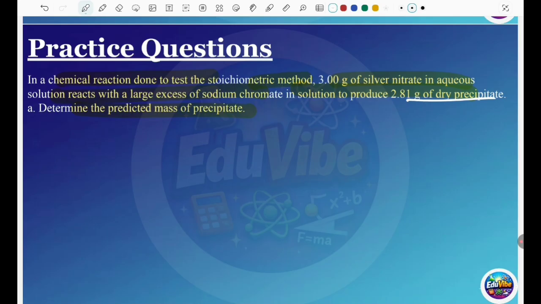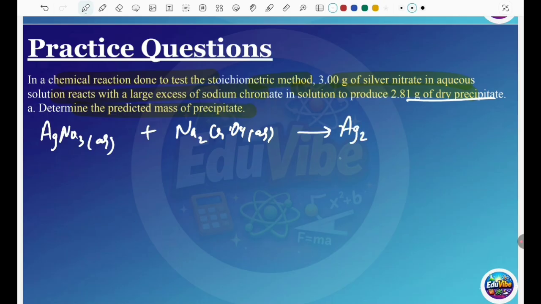So what's the reaction? It is the silver nitrate in aqueous solution, which is AgNO3 aqueous, and we have the sodium chromate, which is Na2CrO4, aqueous. This is double displacement, so we get Ag2CrO4 plus NaNO3, and this is also aqueous. Then no, this thing is solid, so we have to find the mass for this. You have to balance this whole thing, so this becomes 2 and this becomes also 2.